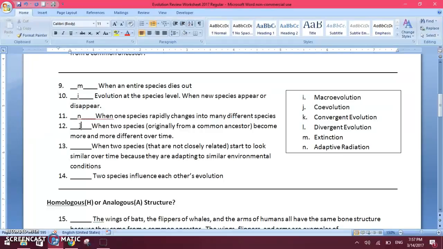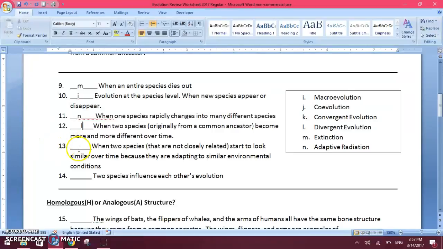All right, number 12, when 2 species from a common ancestor become more and more different over time. All right, this is divergent evolution, letter L. Okay, so think of 2 roads diverging. If 2 roads diverge, they go apart from each other. Okay, they kind of create a letter V. Usually I do a hand motion. I'm actually doing it right now, which is funny. But diverge means to go away from. So they're going away from each other. They come from a common ancestor, but they look different over time because they live in different environments.